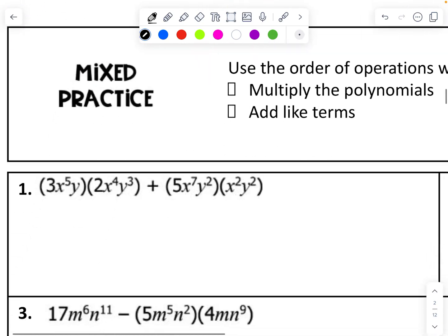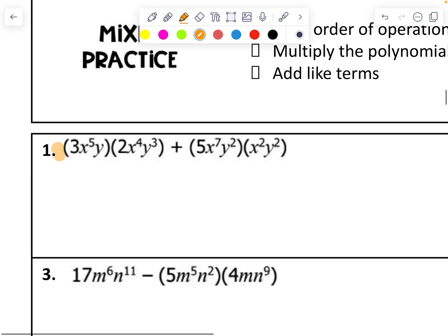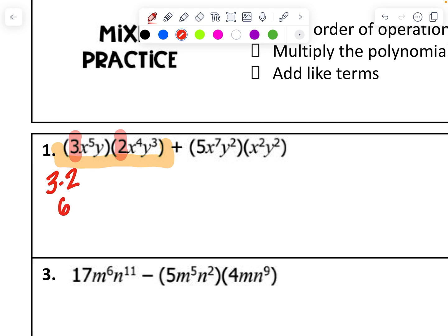Okay, this mixed practice down here, you notice these now they have positive and negative signs in them, meaning that I'm going to need to add like terms. Well, I don't have any like terms in number 1 yet. So I'm going to do what we just did by first doing this first set of terms with our new little rules. Okay, so I've got a 3 and a 2 that I can multiply. So 3 times 2 is 6.